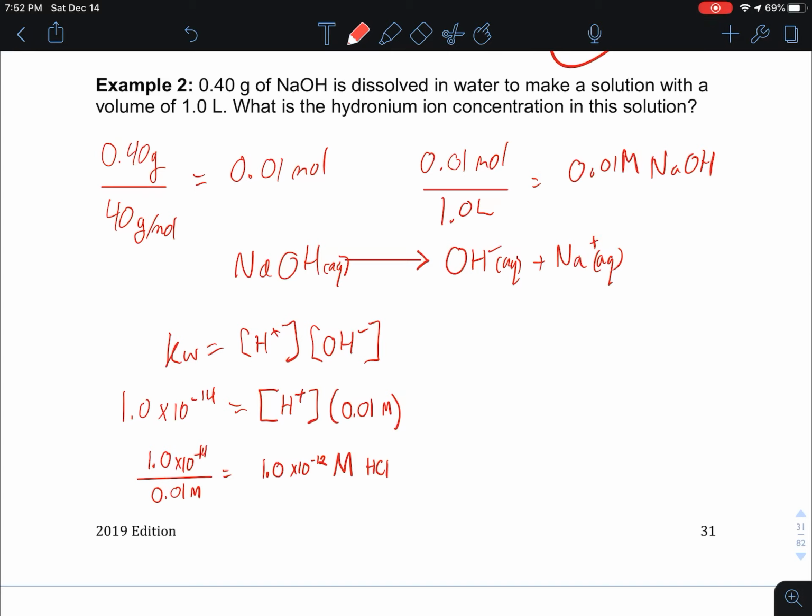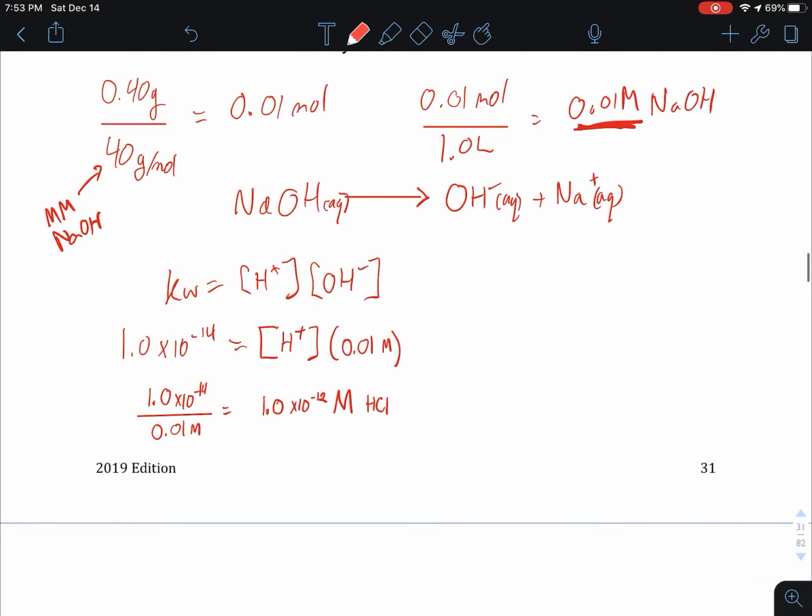It will always sort of accommodate a little tiny bit of hydronium here. So if you do the same thing, but you start with 0.4 grams of sodium hydroxide, and you dissolve that in water to make a solution with a volume of 1 liter, what is the hydronium ion concentration in the solution? So we divide out 0.4 grams of sodium hydroxide. This is the molar mass of NaOH. This gives us 0.01 moles. Take that divided by the liters. That gives you the new concentration of sodium hydroxide in solution.